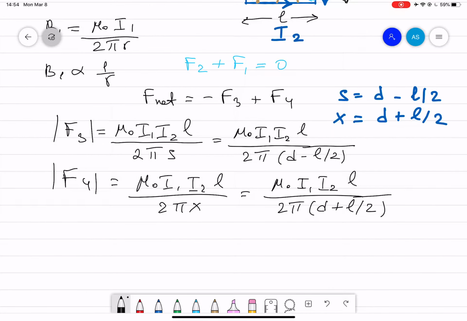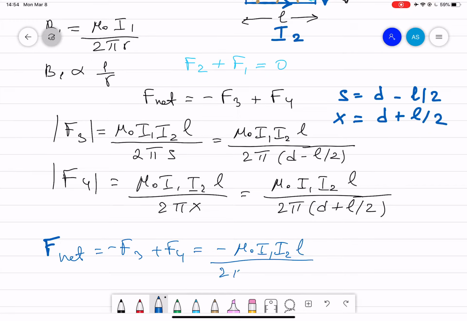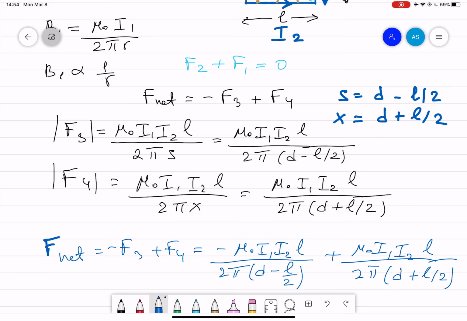Finally, what you have to do is find F net. F net is equal to minus F3 plus F4, which is equal to negative mu naught current 1 current 2 L divided by 2 pi times d minus L over 2, plus F4, which is mu naught current 1 current 2 L divided by 2 pi times d plus L over 2. So that's it. If you plug in the numbers, you should get the right answer.